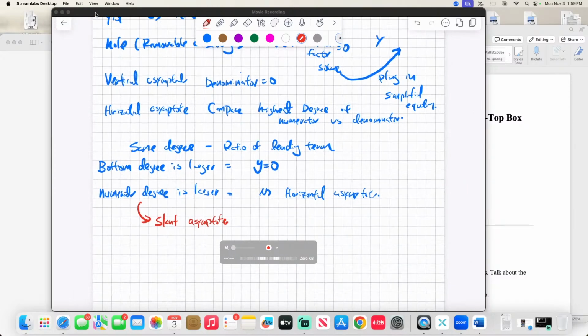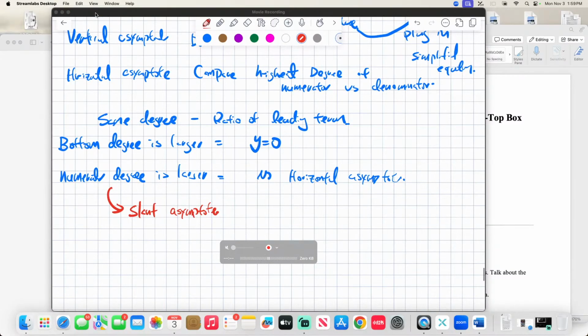So what do I mean by slant asymptote? How do I find a slant asymptote? In a slant asymptote, if the numerator degree is larger by 1 degree, you're going to have a slant asymptote. So it's larger by 1 degree.